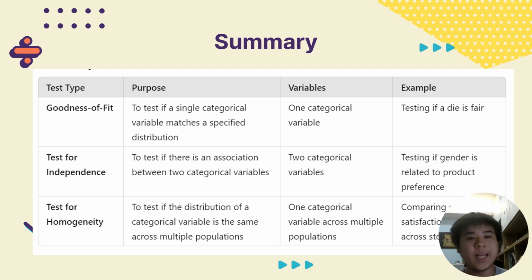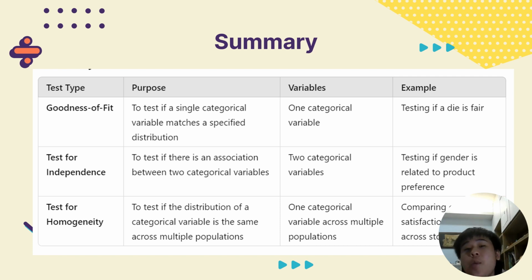So, a summary. This is the graph I made. We have the three tests: goodness of fit, independence, and homogeneity. The purpose of goodness of fit is to test if a single categorical variable matches a specified distribution. The variable is one categorical variable. An example is testing if a die is fair. The test for independence tests if there's an association between two categorical variables. An example is testing if gender is related to product preference.